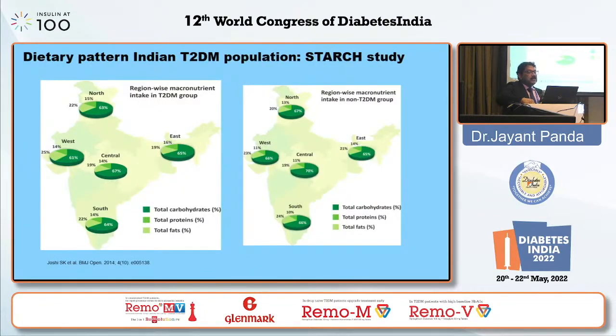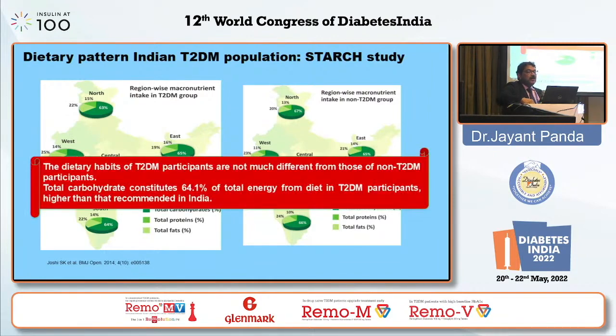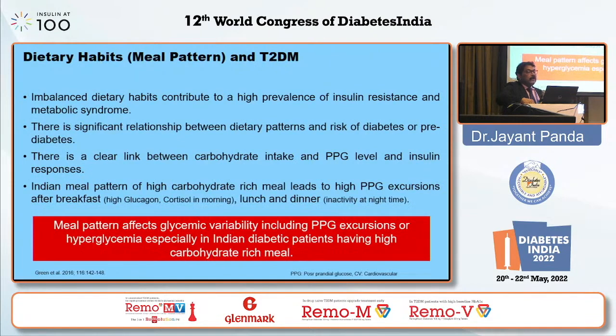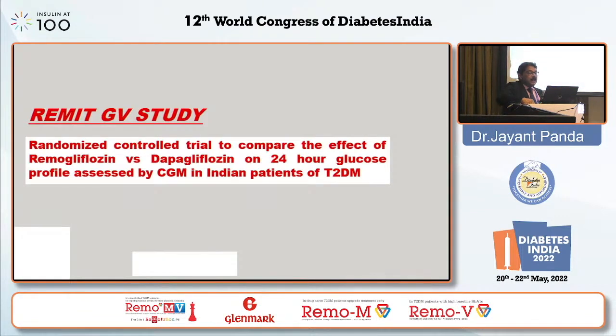This is the START study by Professor Shashank Joshi et al. And this shows in the type 2 diabetes and non-type 2 diabetes groups, there is not much difference. The carbohydrate intake is almost equal, at 64.1% of total energy from carbohydrate sources. And the meal pattern affects the glycemic variability, including postprandial excursion, because patients eating carbohydrate have a very high glycemic excursion. And this study has studied the postprandial blood glucose.